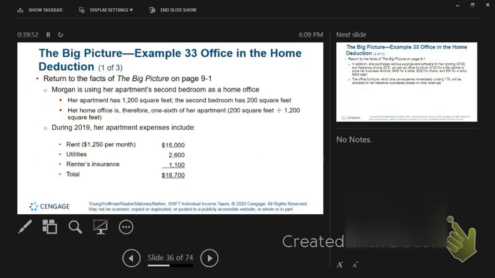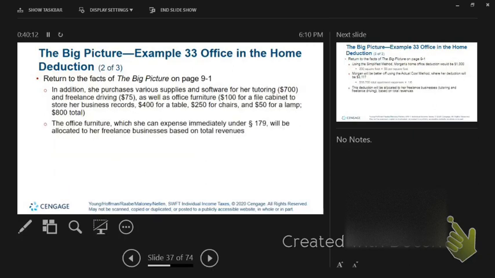Okay, so let's look at hers. So she uses a second bedroom. The bedroom is 200 square feet of a 1,200 square foot apartment. And you take the percentage, so it's 1/6 of her apartment. Her rent is $15,000, plus her utilities and her renter's insurance, so it totals $18,000 is what she spends a year. In addition, she has various software supplies, $700, freelance driving, as well as furniture, a table, chairs, and a lamp.